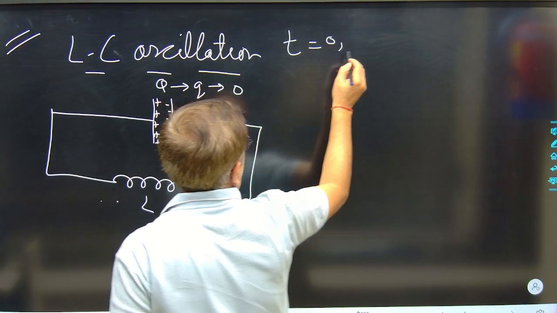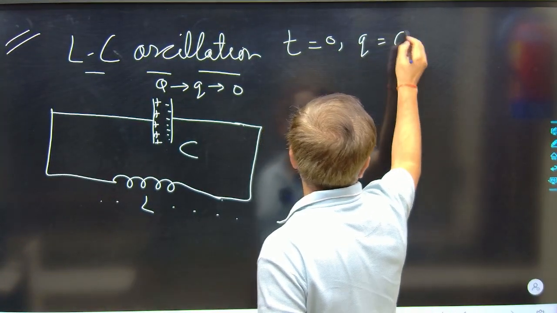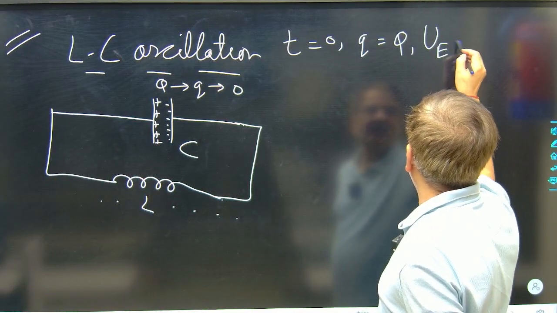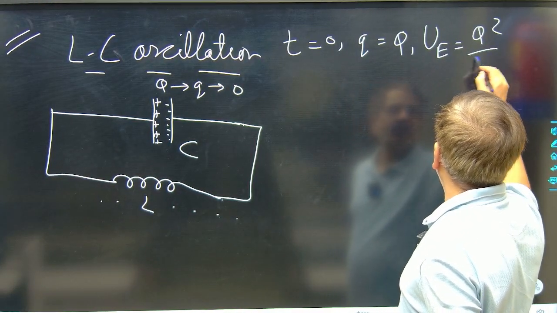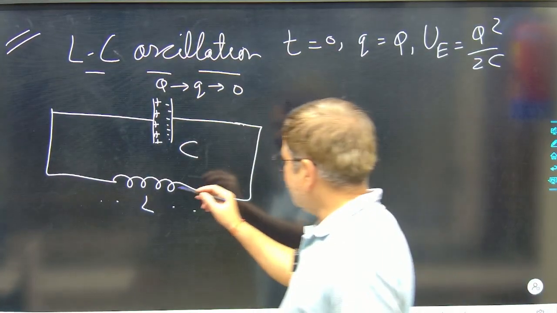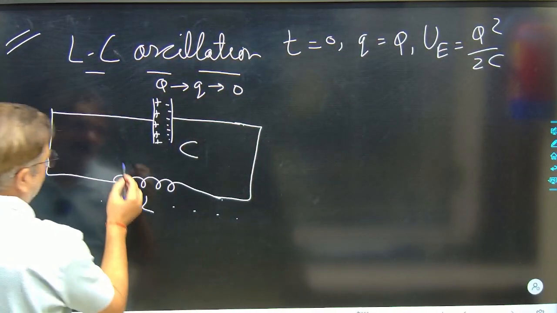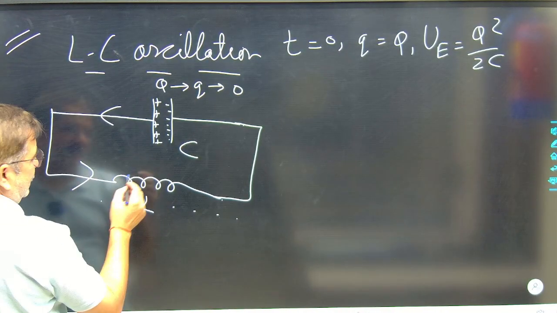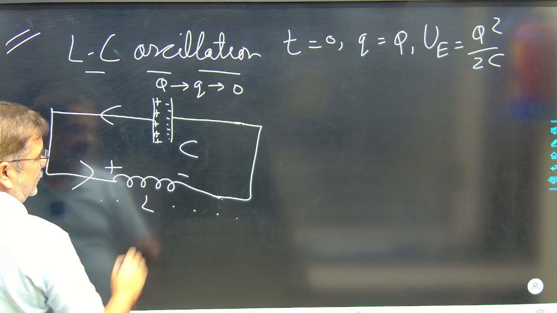Now the fully charged capacitor, at t equal to 0, I can assume the charge is capital Q. So total energy initially is electrostatic energy and that will be Q square by 2C. This is the energy stored in the capacitor. Once it is attached to this inductor and energy is allowed to flow, the energy will be flowing through this arrangement. So this will be the positive and this is the negative.